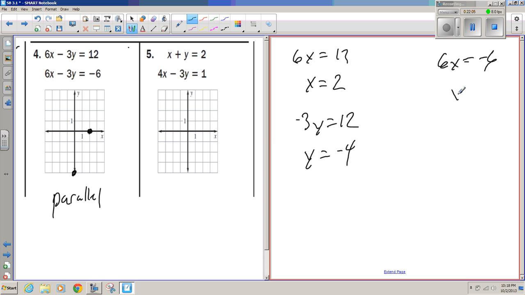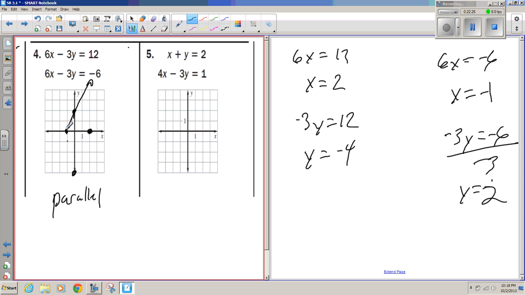Now looking at the next equation, 6x equals negative 6, means my x-intercept is negative 1. And then y equals 2. And hopefully you can see these are pretty close to parallel, so we're going to go with that. Alright, so I think what happened was I put a positive 4 instead of a negative 4. Take a look at this. The x and y intercepts are all 2. That's pretty nice when that happens.